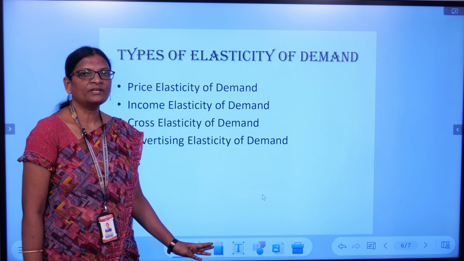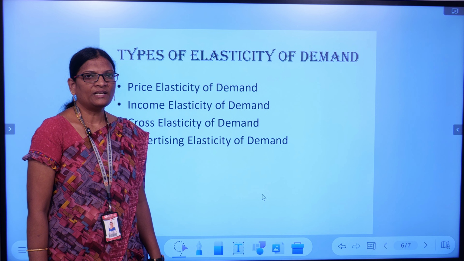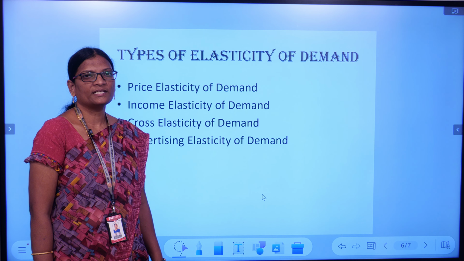So here these are the 4 categories of elasticities of demand, that is price elasticity, income elasticity, cross elasticity and advertising elasticity.